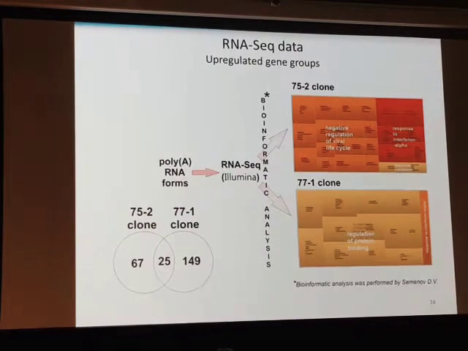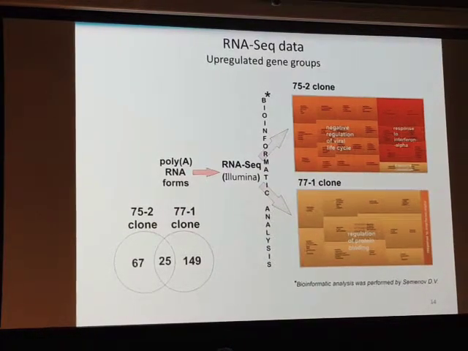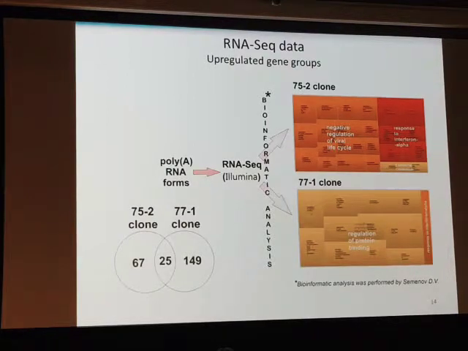Functional analysis of RNA sequencing data shows significant upregulation of a group of genes involved in innate immune response and antiviral immune response. In the case of clone 77-1, we can see that the group of such genes is smaller in the total pool of upregulated genes, and we also had a group of 25 genes which were commonly upregulated in both of the clones, and most of the genes were involved in innate immune response and antiviral response.